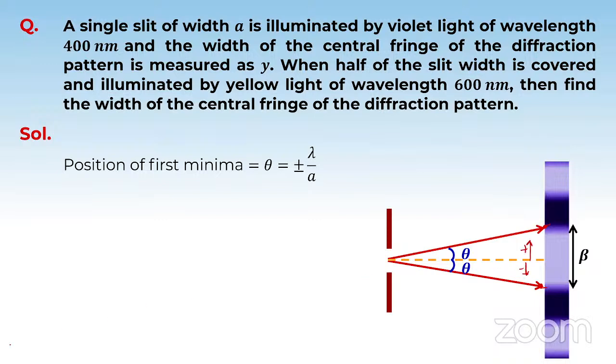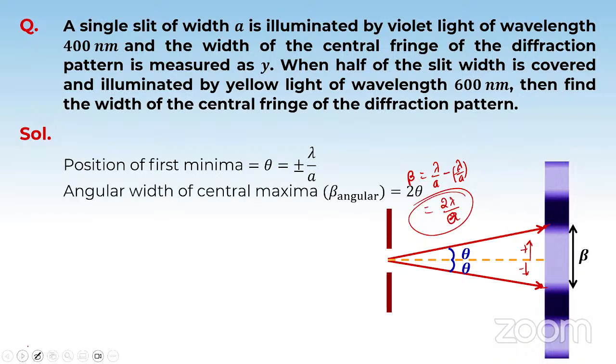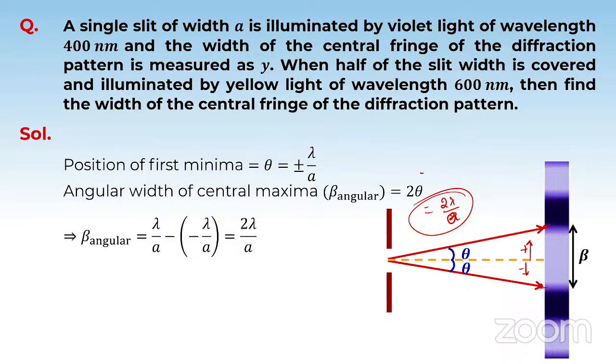So what is the width of the bright fringe? The angular width beta is nothing but lambda over a minus minus lambda over a, so it will become 2 lambda upon a. This is the angular width of the central maxima. Now beta angular is nothing but 2 lambda upon a, same as what I did.